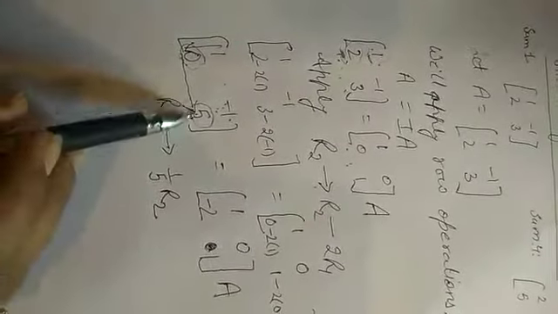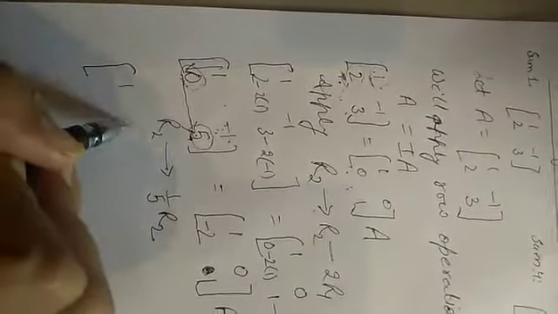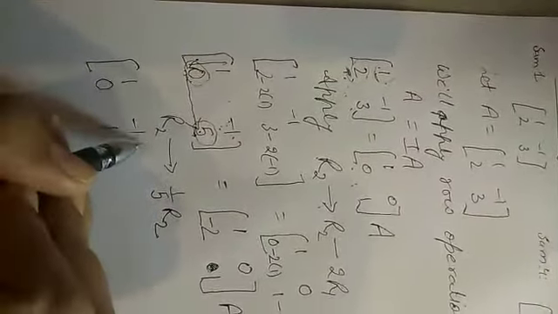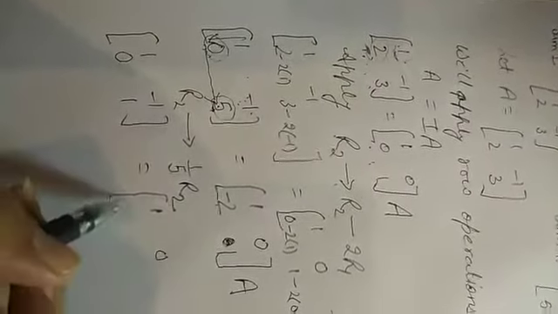If I multiply 5 by 1 by 5, what will I get? I will get 1. So it will be 1, minus 1. 0 will remain 0. 5 into 1 by 5 will become 1. And here no change in R1, it will be 1, 0. But R2 we are multiplying by 1 by 5. So here the element will become minus 2 by 5 and 1 by 5. A we will keep as such.